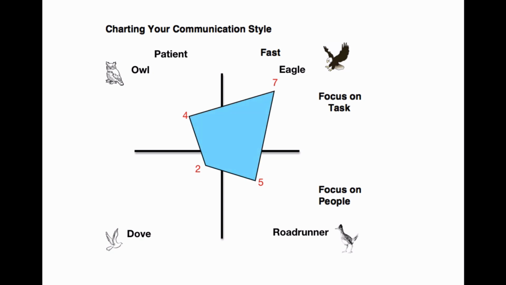Where that is covered up there, that would be your personality. Partially owl, partially dove, partially roadrunner, but mostly eagle. So we would say your primary style would be the eagle, and a secondary style would be roadrunner. But given the situation, you might need to be a dove. So your communication style is really a combination of all these, but we look for the one that's your primary style because that's the style you are most comfortable communicating.